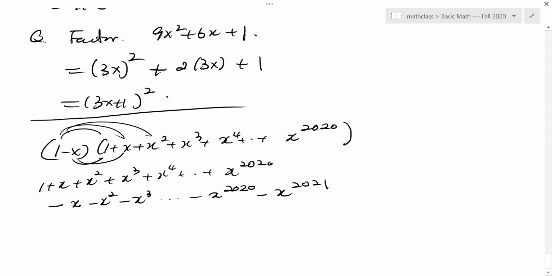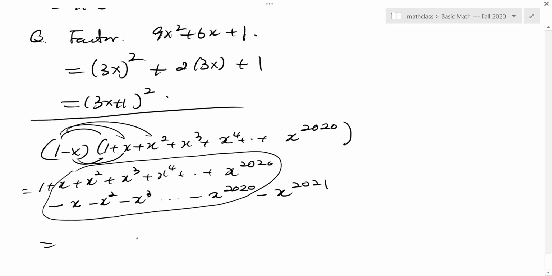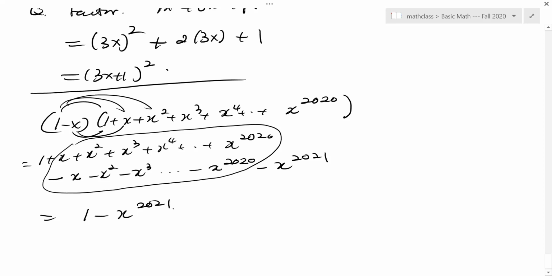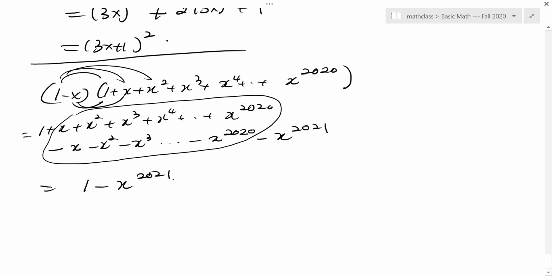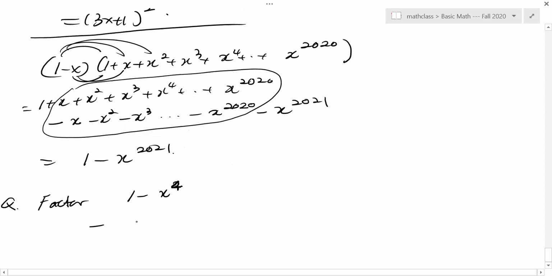Then you will see all the terms will be canceled out. They're all gone. What you get is 1 minus x to the 2021. Wow, they're all gone. So next time if you see 1 minus x, factor, like 1 minus x squared, x to the fourth power, actually I can give you the answer right away.